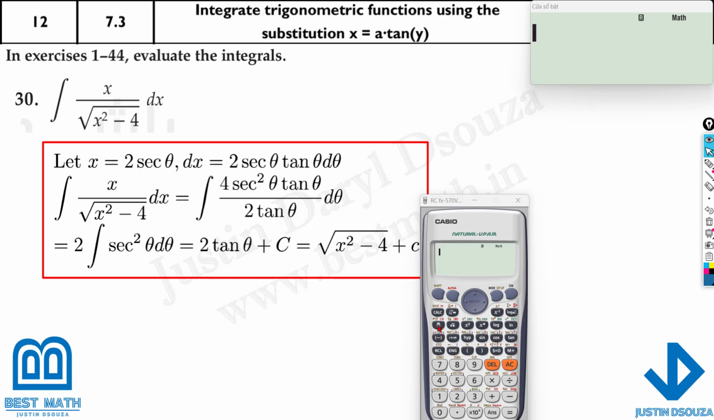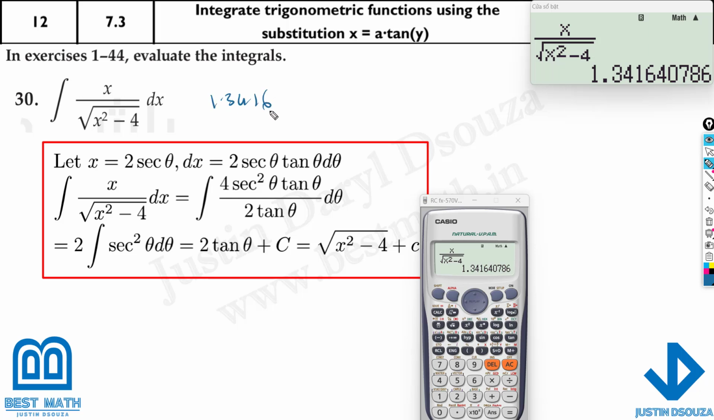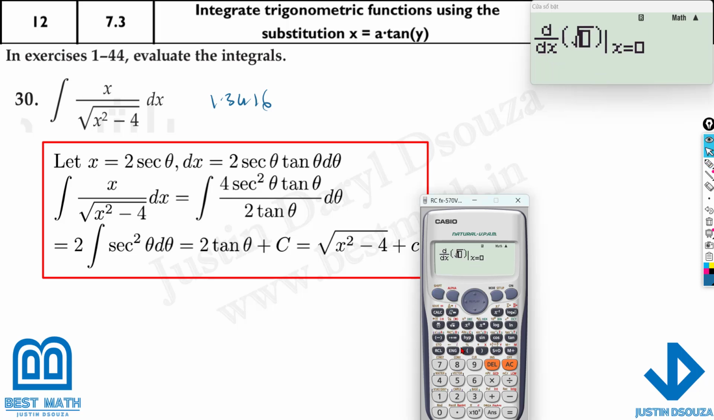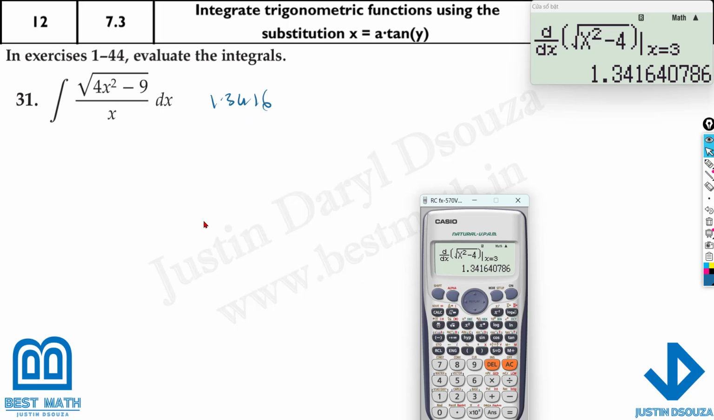So let's put in the question here, x divided by square root of x squared minus 4. And then calculate it at, now don't take 2 again. Here you'll get an error. Let's take it as 3 itself. And you get 1.3416. And now let's put in the answer, that is shift d by dx square root x squared minus 4. And the x value cannot be 2, it should be 3 itself. Yes, it matches. Therefore, this is the correct answer.